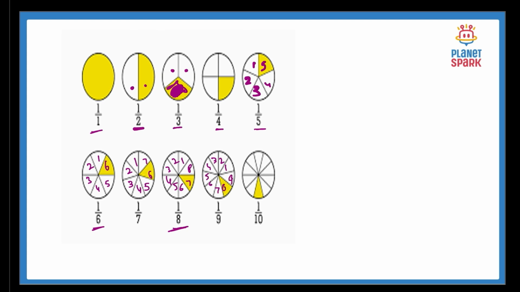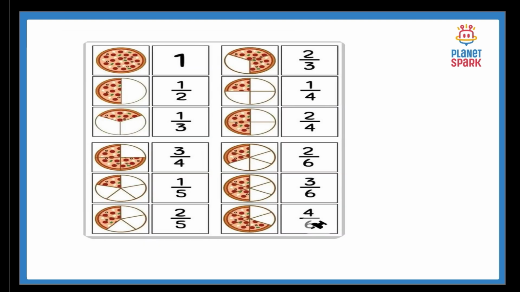And next one, the last one: out of 10, I have shaded 1, so it is going to be 1 over 10. This is the way of writing down the fractions. In the denominator, we always write down the total. Fractions are written in numerator upon denominator form. Let's understand a few more concepts of fractions.